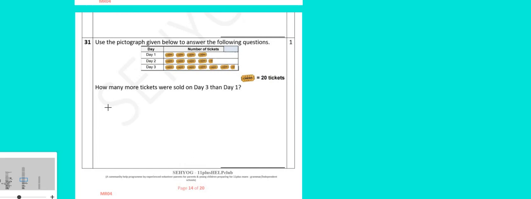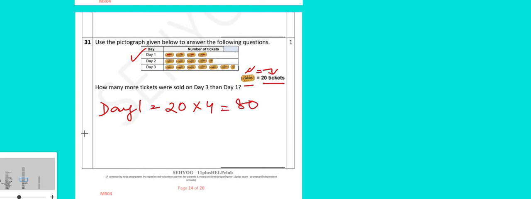Looking at our next question, that is question number 31. Here we use this pictograph right here to answer the following questions. So 1 picture is equal to 20 tickets. So this one picture right here gives us the value of 20 tickets. This one means 20 tickets. How many more tickets were sold on day 3 than day 1? As this means 20 tickets, for day 1 we have 1, 2, 3 and 4. So it will be 20 into 4, which is equal to 80.